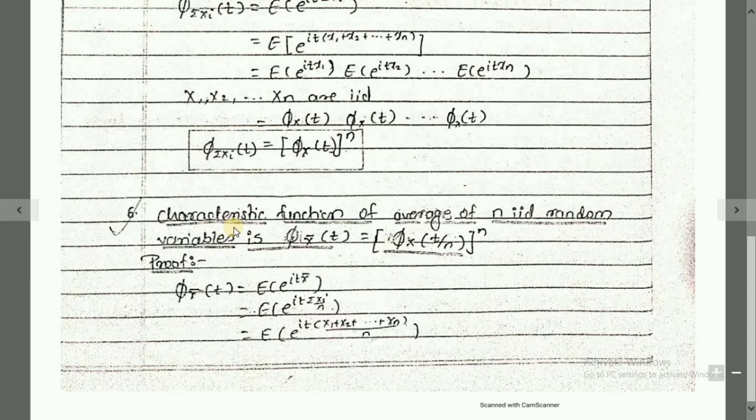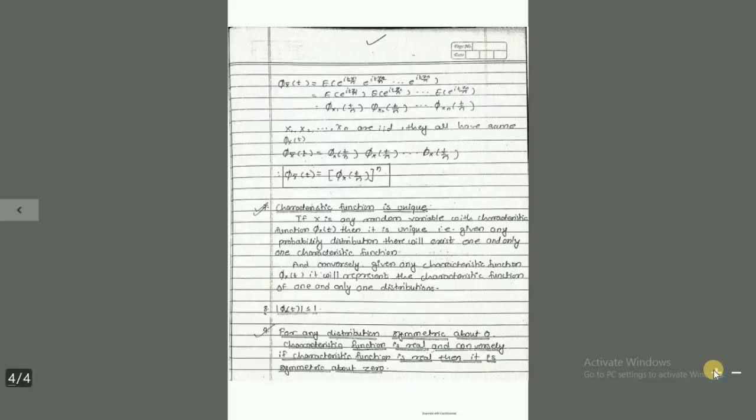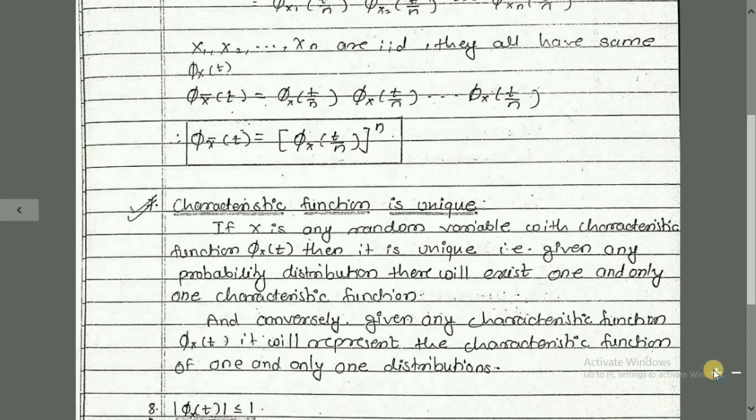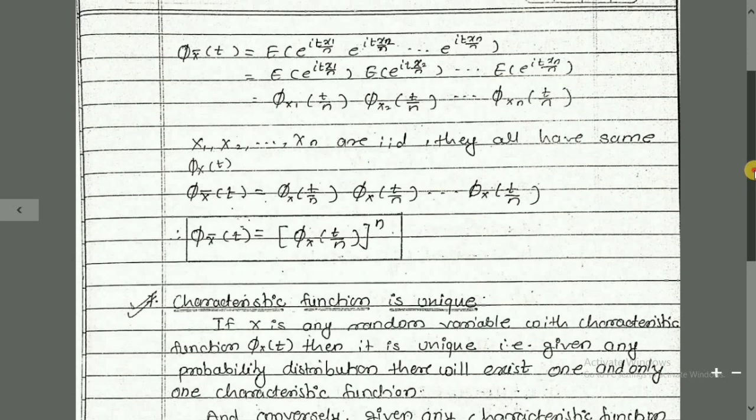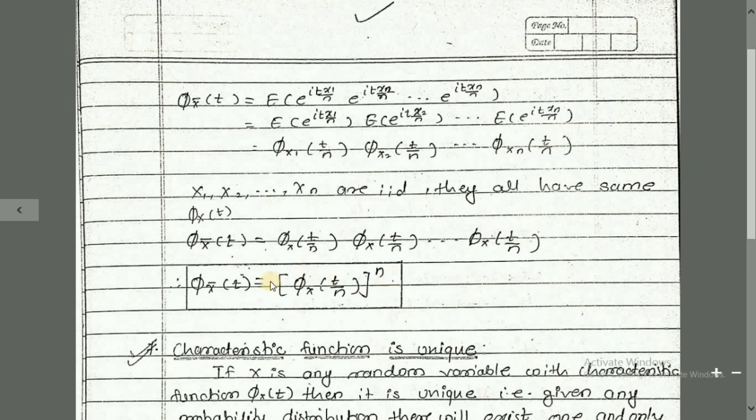Sixth property is the characteristic function of the average of n IID random variables. Phi X bar of t is given by phi X of t by n whole raised to n. Just remember the result.